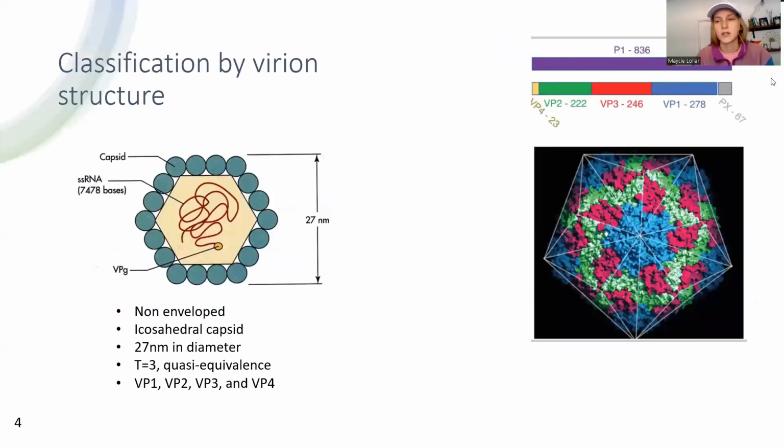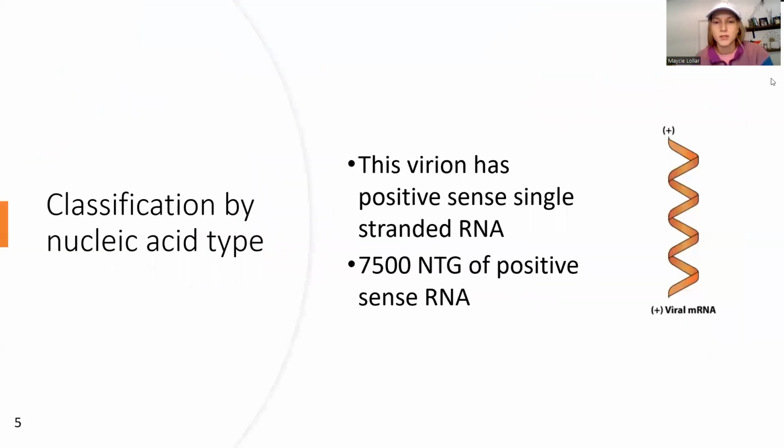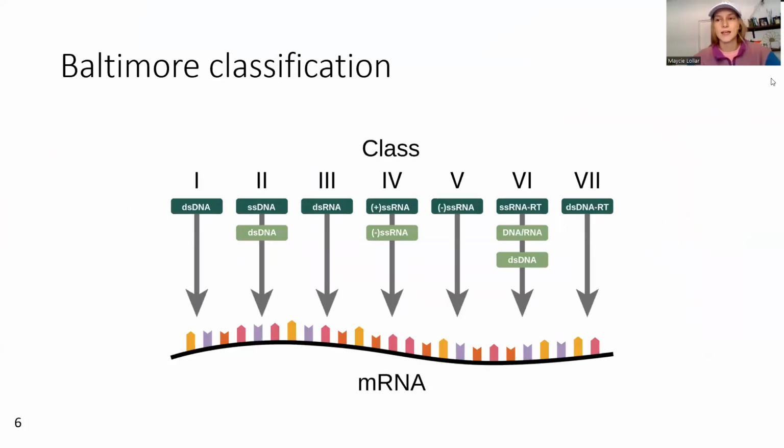So hepatitis A is a non-enveloped virus that has an icosahedral capsid and is approximately 27 nanometers in diameter. It also has a T equals 3 quasi-equivalence, and it has VP1, VP2, VP3, and VP4 structural proteins. So this virus is positive sense single-stranded RNA, and it has approximately 7,500 nucleotides of the positive sense RNA. And this means that it is in class 4 of the Baltimore classification.